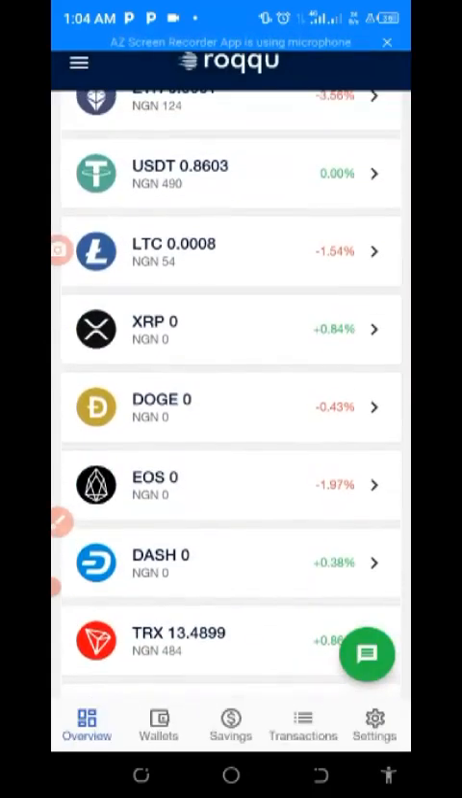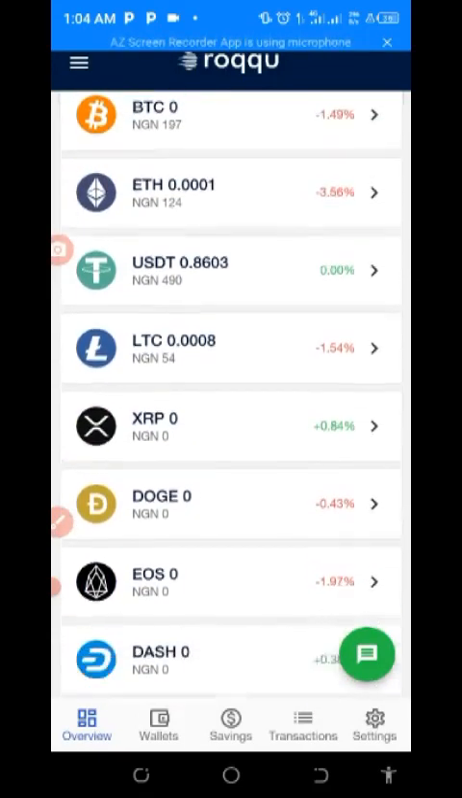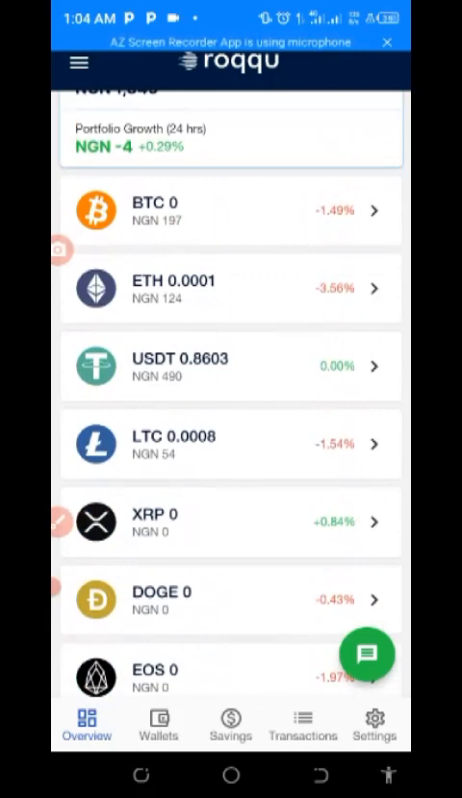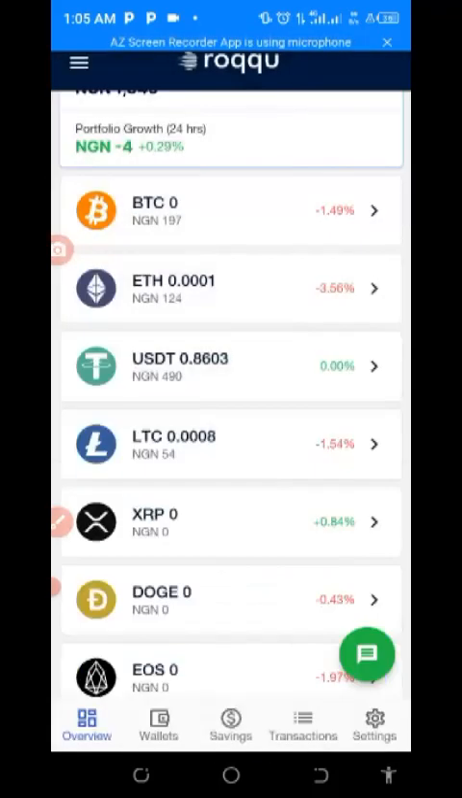That is how I do it for everything here, whether Litecoin or USDT. I can see my USDT also. You can see the one I have here. I can see that I'm still expecting this price to increase. Immediately the price increases, I will just press the sell button and sell it directly.